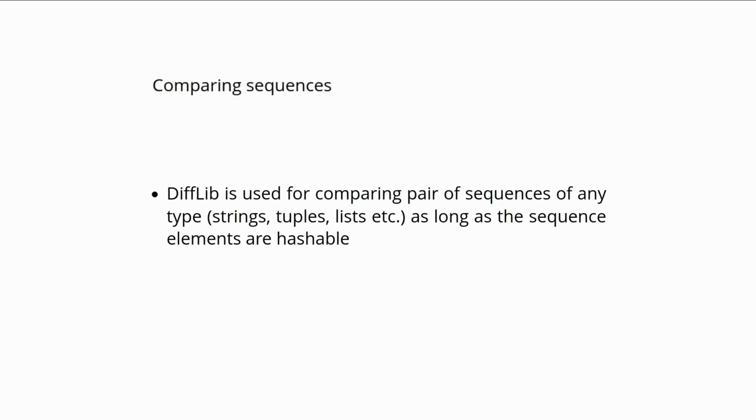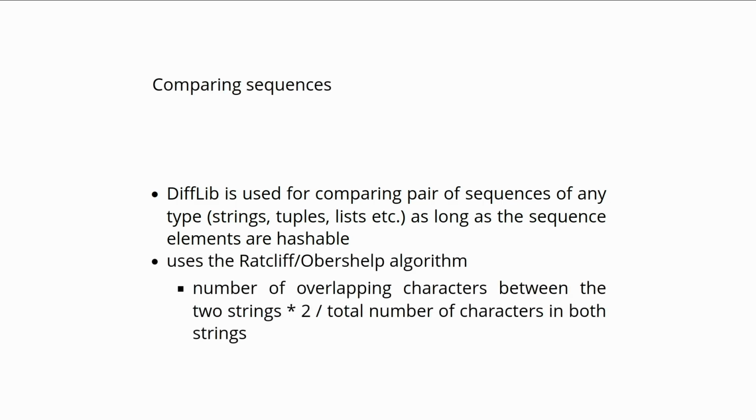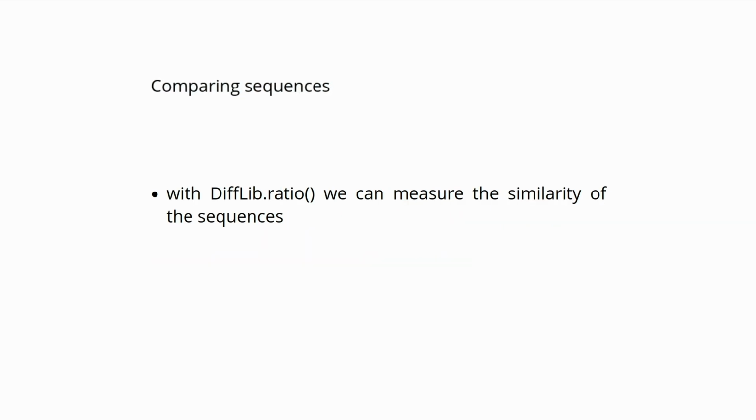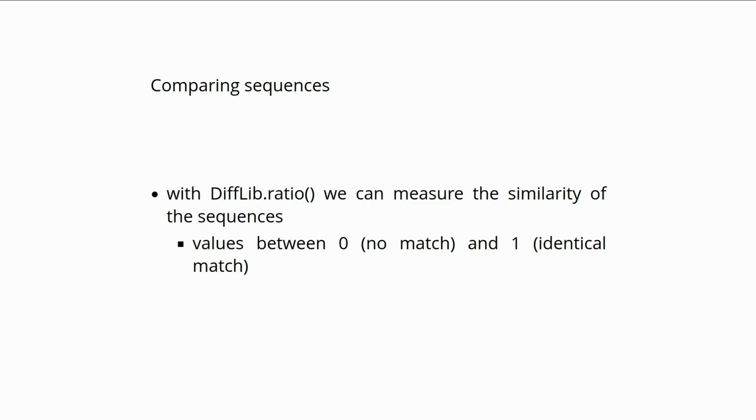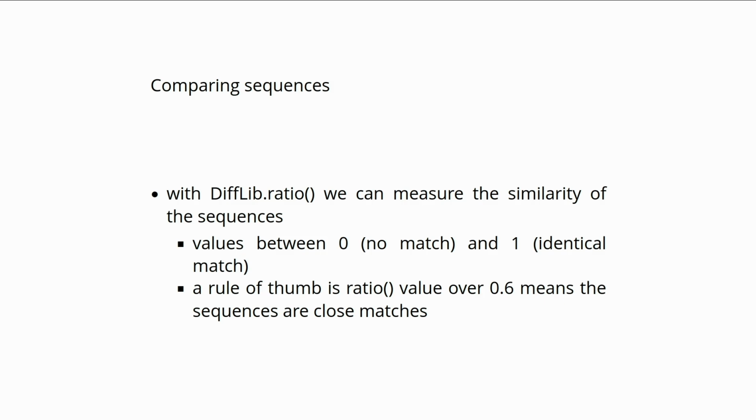So Difflib is used for comparing pairs of sequences of any type, like strings, tuples, lists, etc., as long as the sequence elements are hashable. It uses the Ratcliff-Obershelp algorithm. If you're interested in that, you can read more about it. And we can also measure the similarity of the sequences, with values between 0 and 1. 0 means no match, 1 means identical match. And a rule of thumb is that a ratio value over 0.6 means that sequences are close matches.